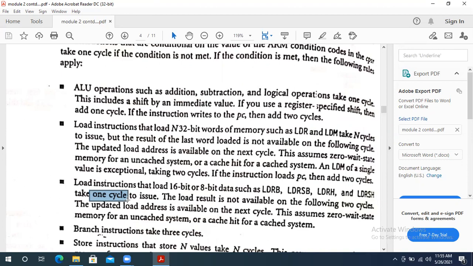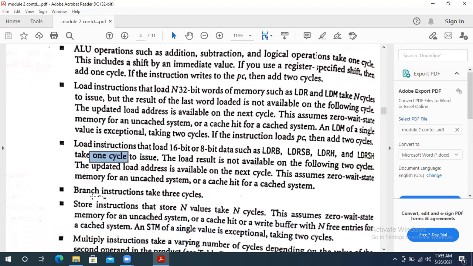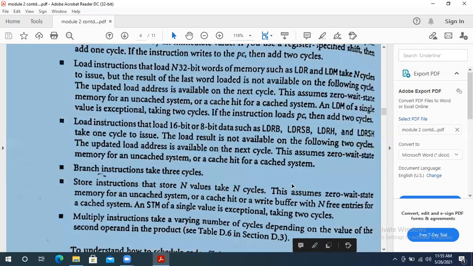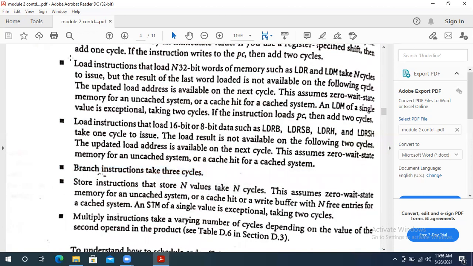to execute here. And next, if you are using the branch instructions, it compulsorily takes 3 cycles here. So to execute any branch instruction, it takes 3 cycles here. That is called a branch instruction. Next, so already we know this for load of one word and the half word.